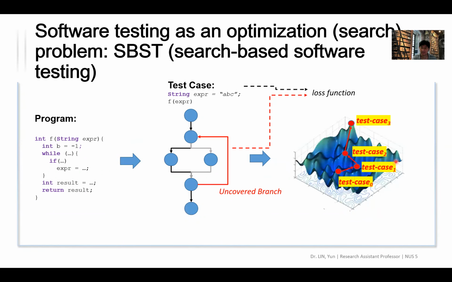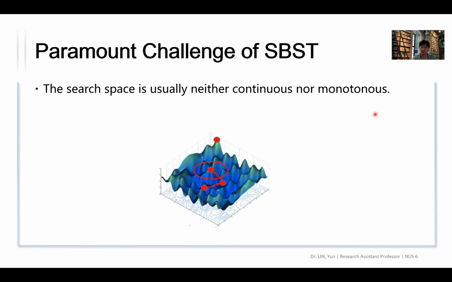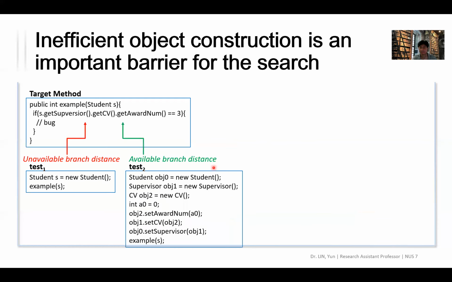Therefore, each test case is actually a solution in the search space. The global optima means the test case can finally cover the branch. However, the challenge of SBST lies in that the search space landscape for a test case is usually neither continuous nor monotonic. With such a landscape, the traditional SBST approach usually gets stuck in a local optima and cannot cover some branches.